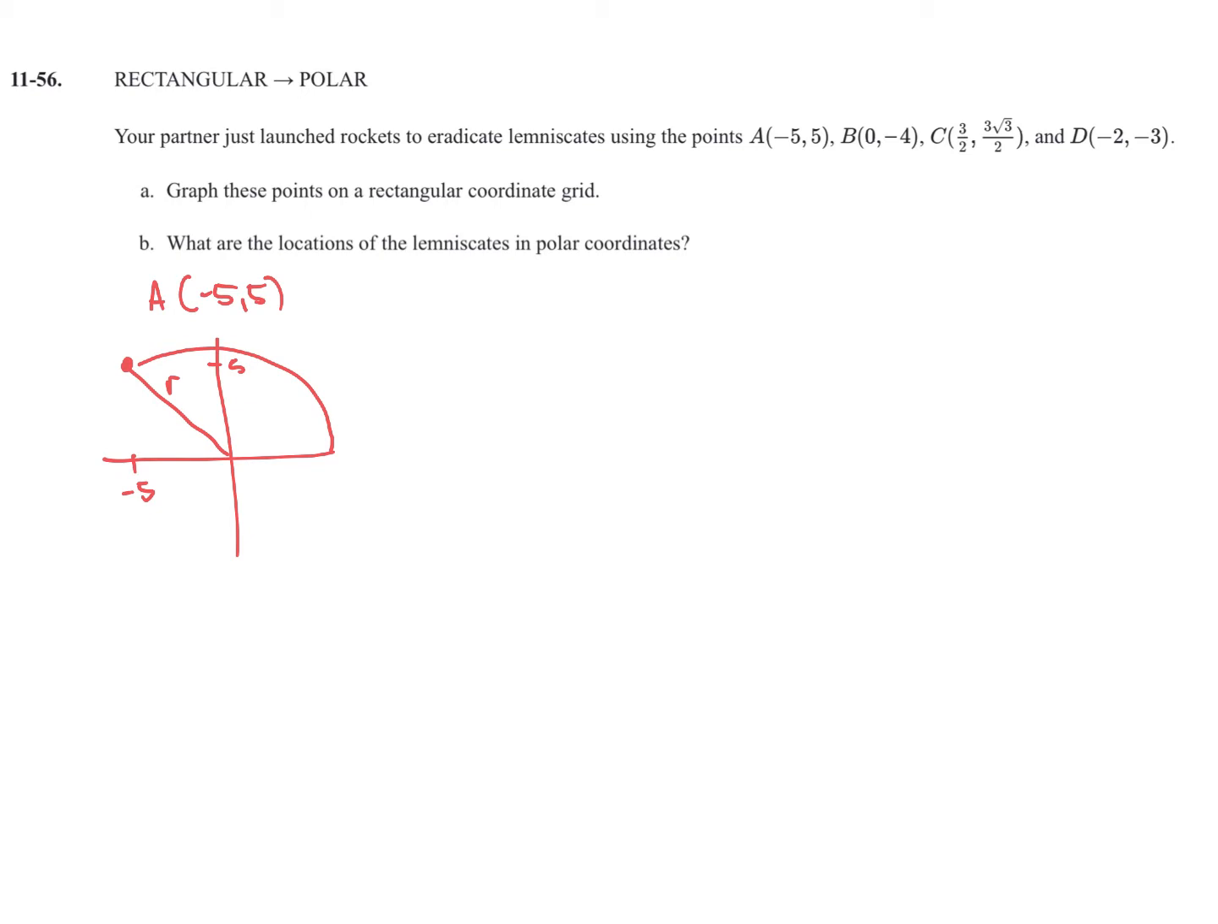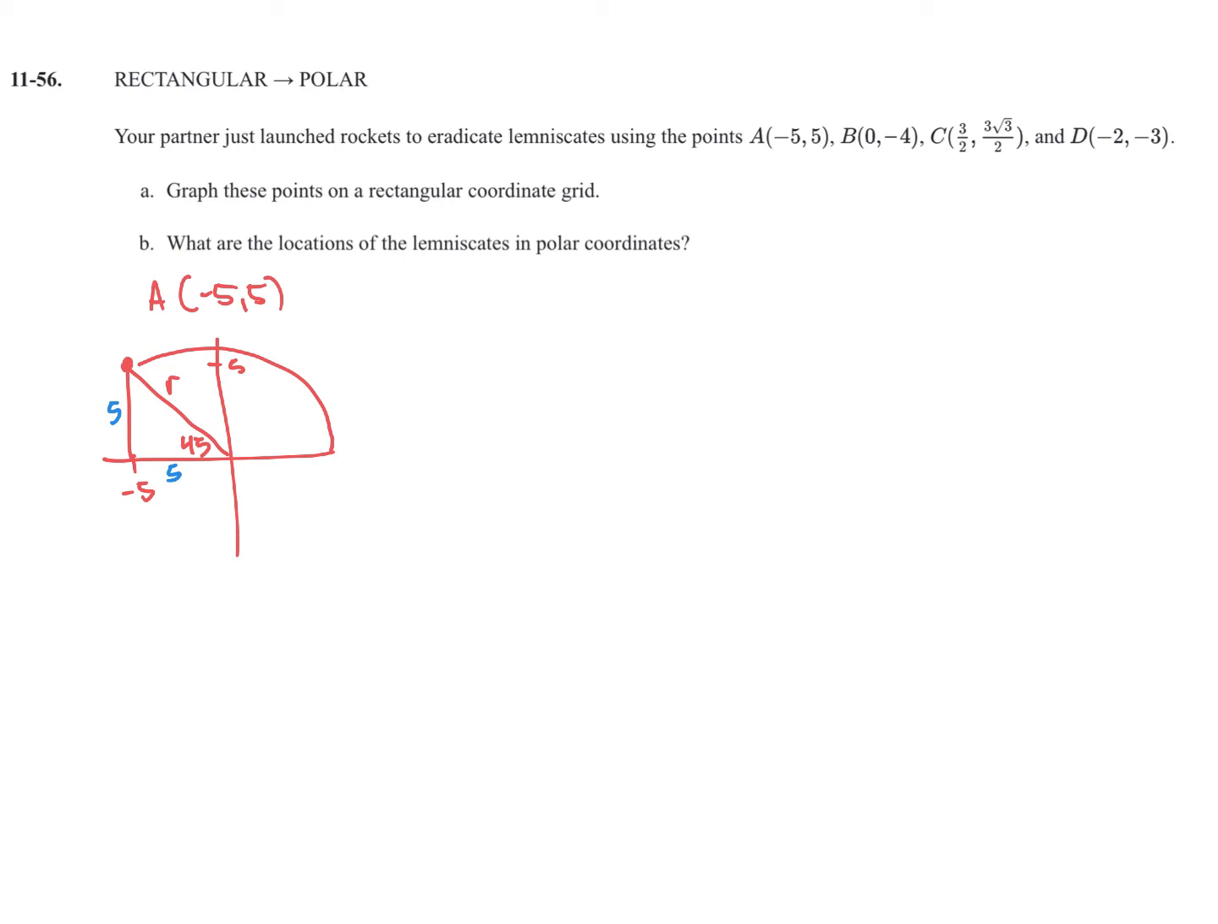Since it's 5, 5, that cuts it directly in half. I know that's a 45-degree angle, so I know I'm going to be rotating 3 pi over 4. What I do need to know is the radius. If I draw this down, I'm at -5, 5. So this is 5 and this is 5.